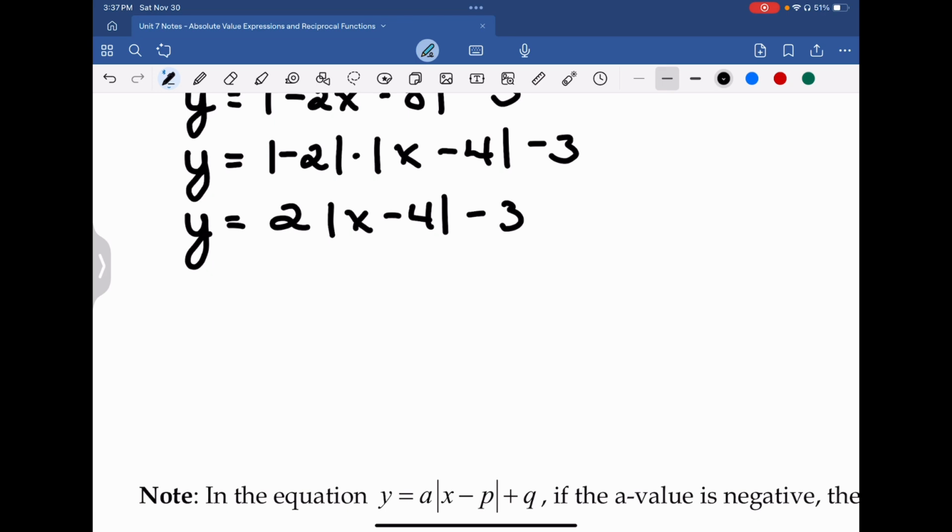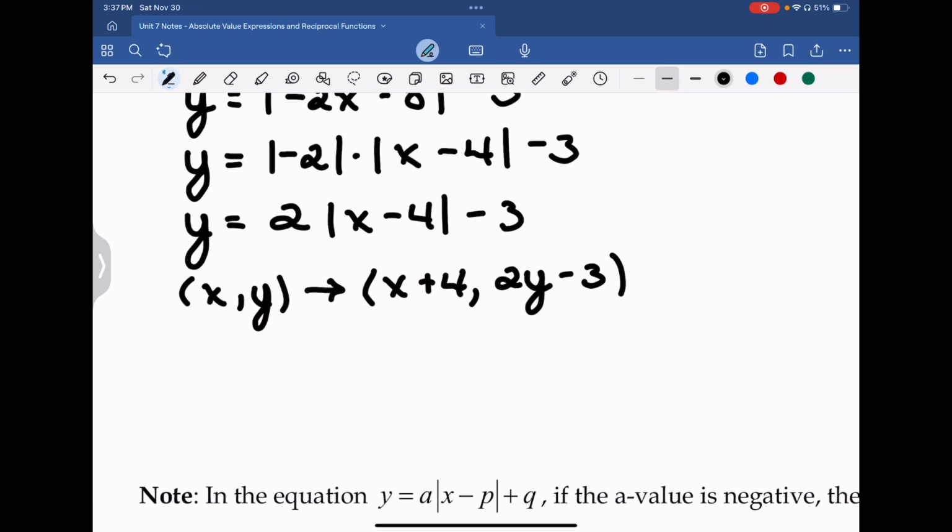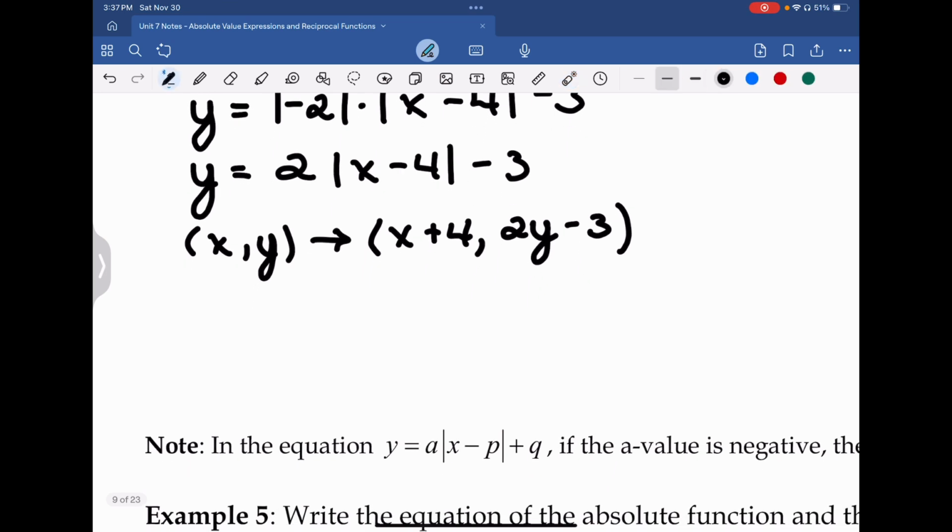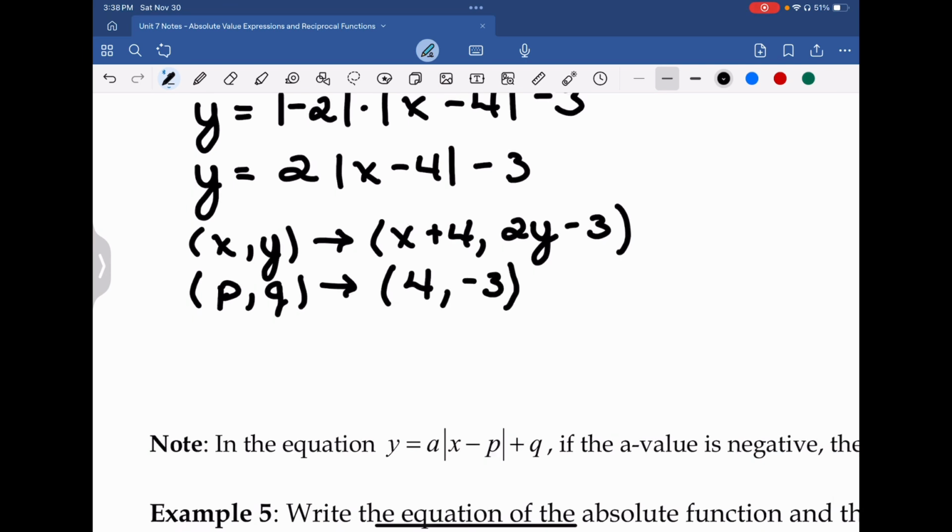Okay, now let's describe our mapping notation. We have our x and y, which we describe as the following. Our x's are adding 4, our y's are going to be 2 times the y's and minus 3. Remember, with the p-value, we change the operation. The q-value, we don't. Just make sure you're still following through on that. In terms of a vertex point, or our new lowest point, which we're going to call our p and q, that occurs when x equals 4 and y equals -3.